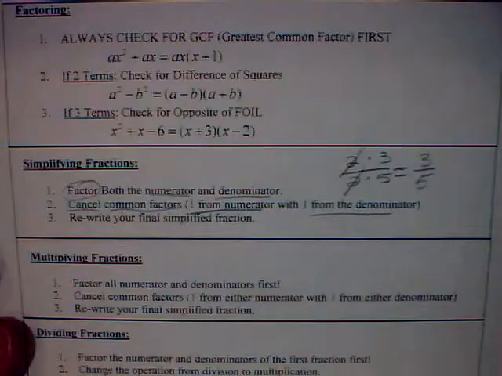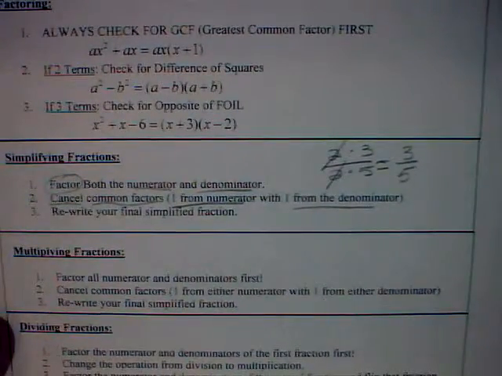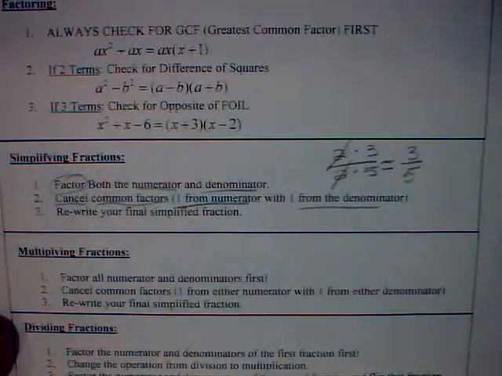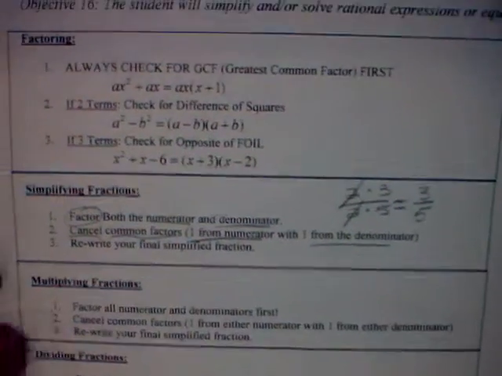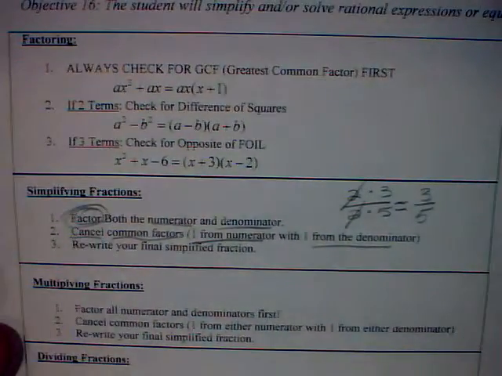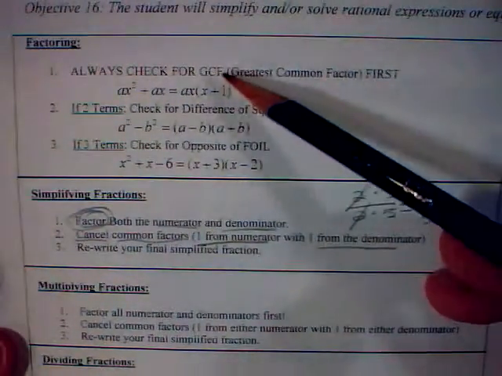Okay, that's pretty simple from elementary school. The ones we're going to be doing are going to be a little bit more complicated than that. Then the final step, you just rewrite your simplified fraction. Okay, and the hardest part of this process is going to be, of course, the factoring. And I'm going to refer you on your reference sheet to the different types of factoring.